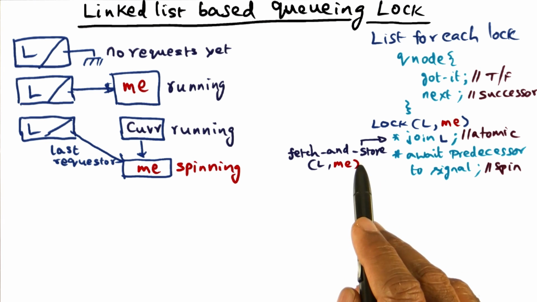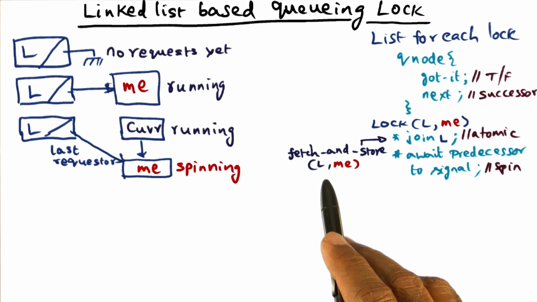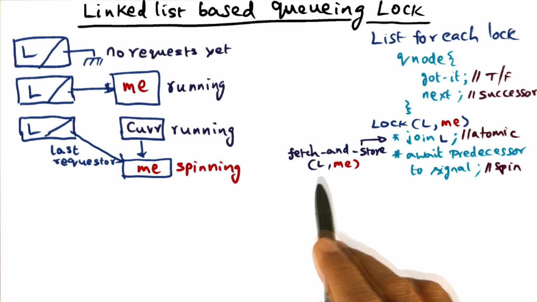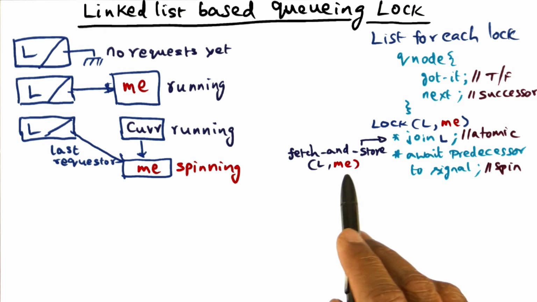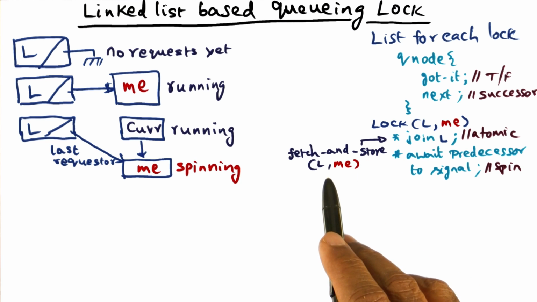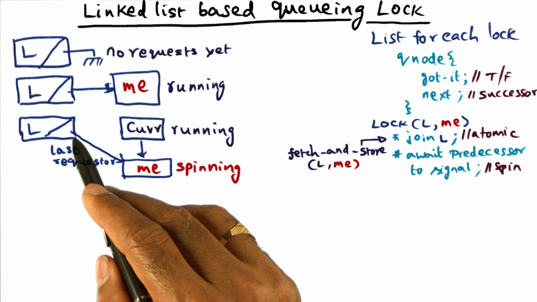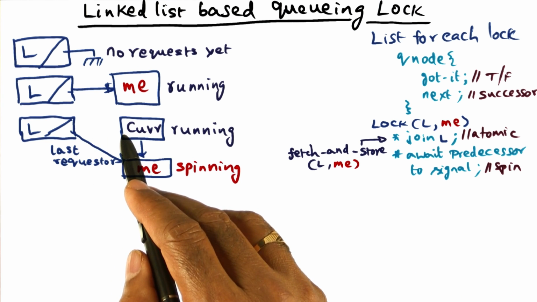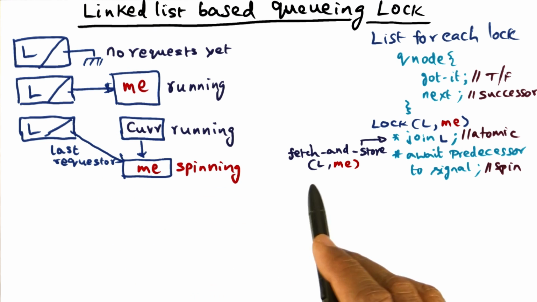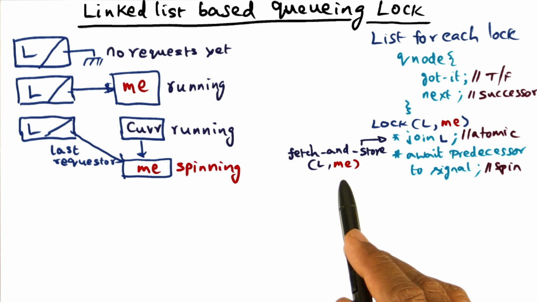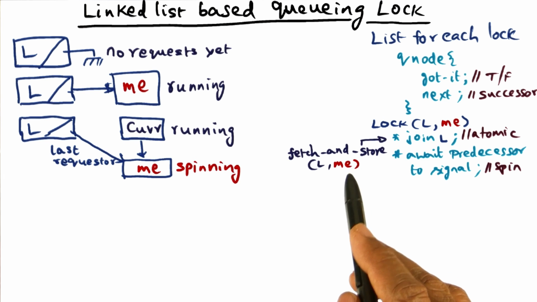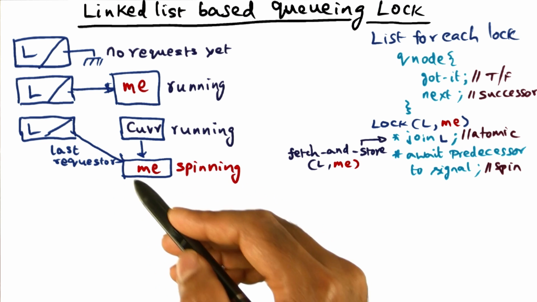And the semantics of this fetch and store operation is that when you make this call and give it two arguments, L and me, what this fetch and store is going to do is it's going to return to me what used to be contained in L. So what used to be contained in L is my predecessor. So I'll get that, and I'll get the coordinates of this guy. And at the same time, it's also storing into L a new node that is the pointer to the new node that is me. And so that's what is being accomplished by this.